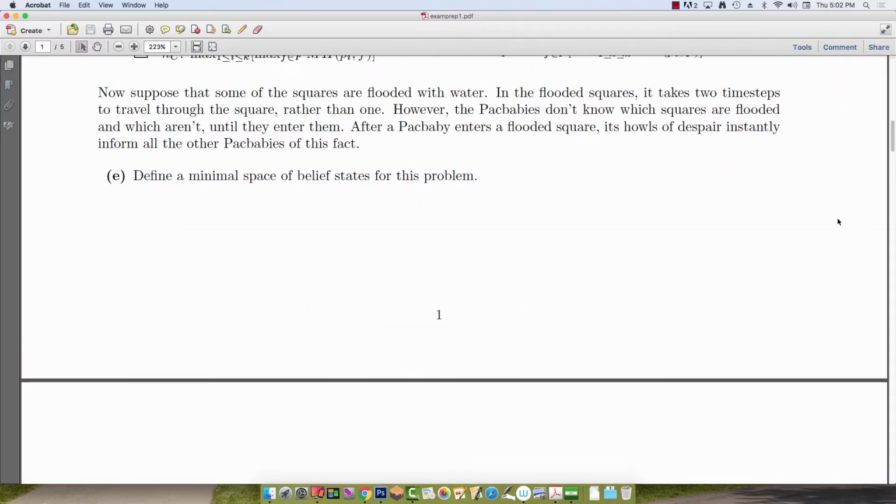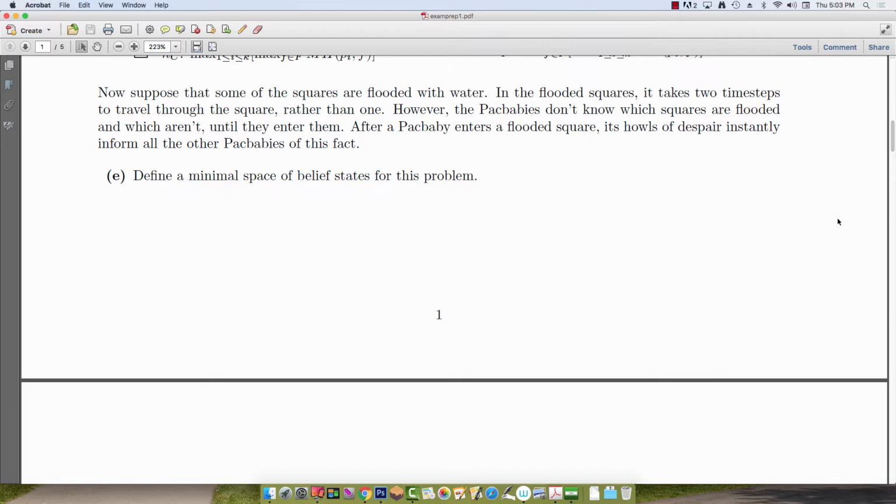Okay, let's go ahead and move on to part E. So now we suppose that some of the squares are flooded with water, and in the flooded squares, it takes 2 time steps to travel through the square instead of 1. Except in this case, we don't actually know which squares are flooded and which aren't until one of the Pac-babies enters them. As soon as one Pac-baby enters them, everyone else knows about this fact, and whether the square is wet or not is known.